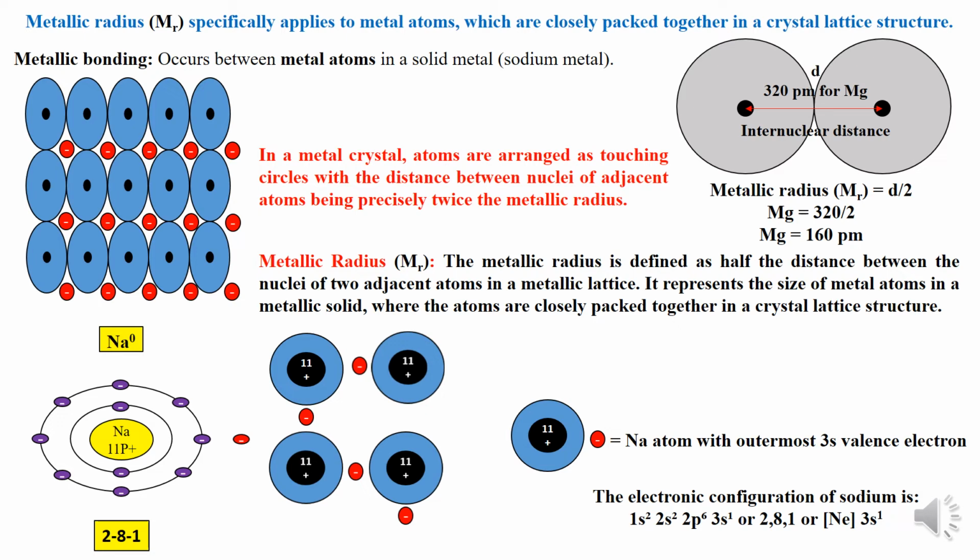So the metallic radius is defined as half the distance between the nuclei of two adjacent atoms in a metal lattice, and it represents the size of metal atoms in a metallic solid, where the atoms are closely packed together in a crystal lattice structure.